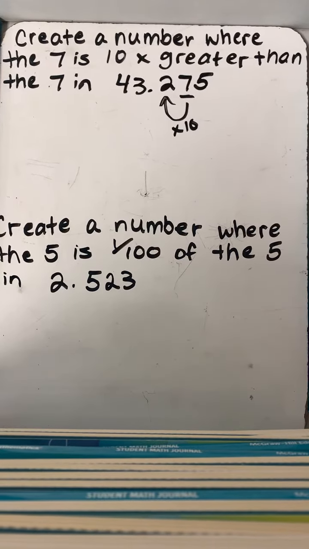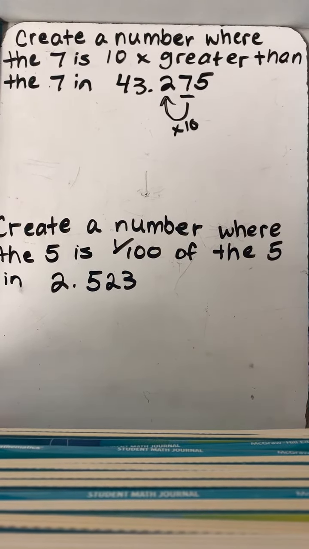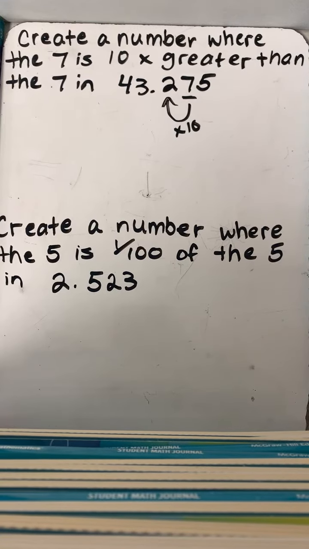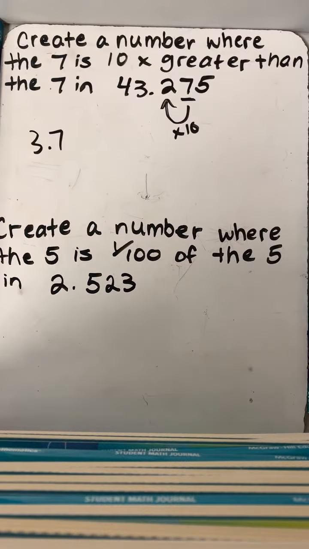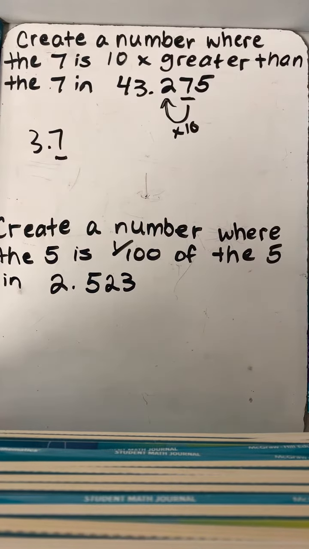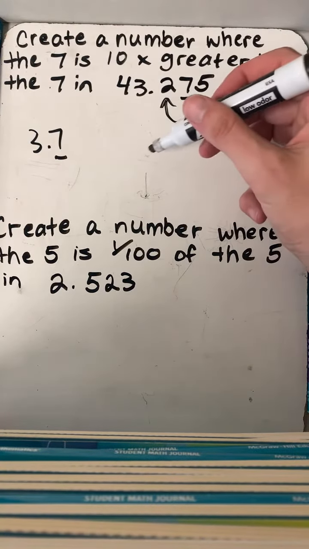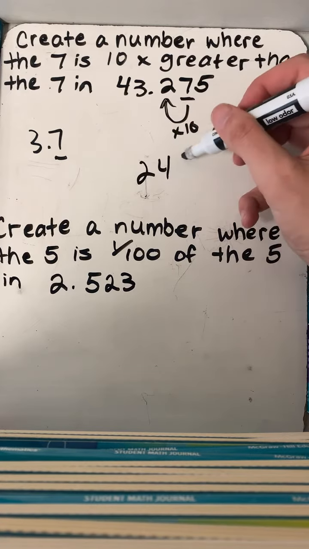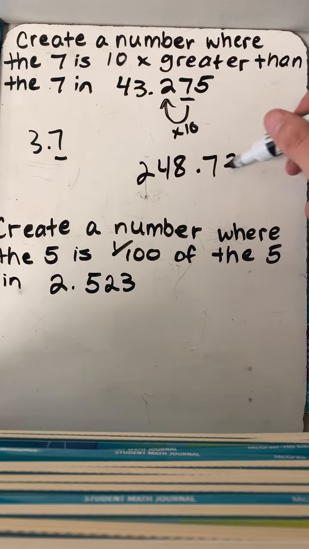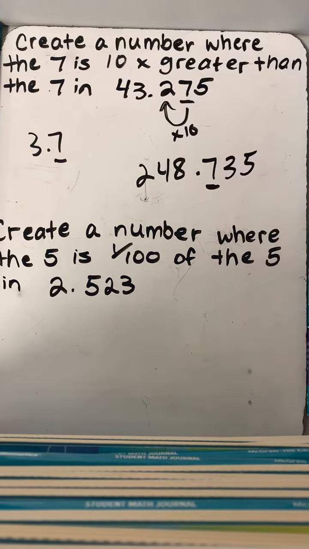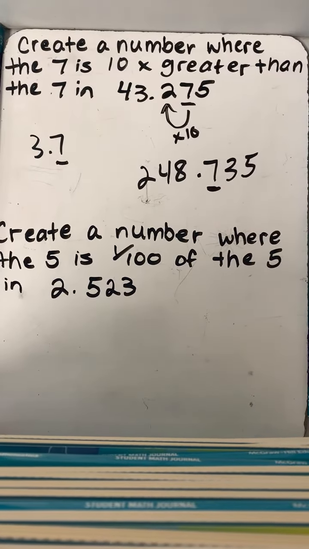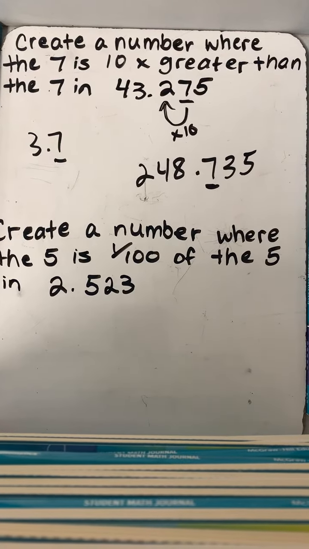So we need to create any number, and there are infinite possibilities where the 7 is in the tenths place. So one example could be, I could write 3 and 7 tenths. That 7 is in the tenths place. Or I could write 248 and 735 thousandths. Both these examples work because that 7 is in the tenths place. I just had to write my own new number following this rule.